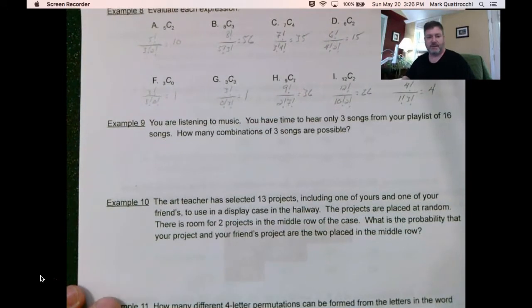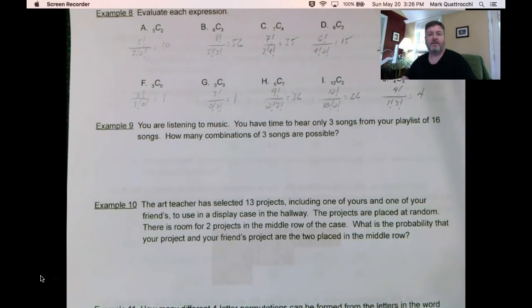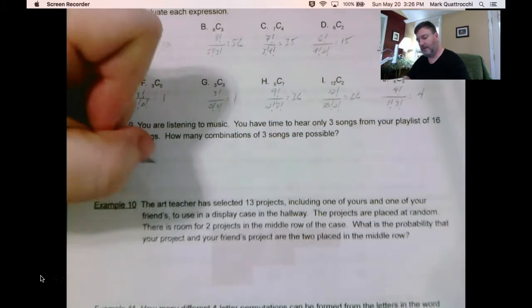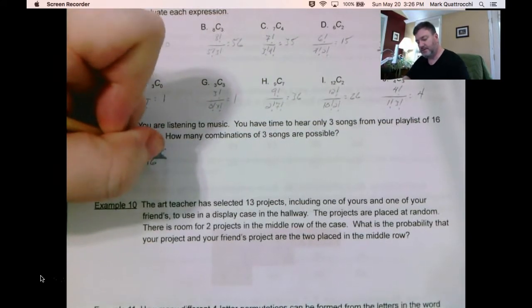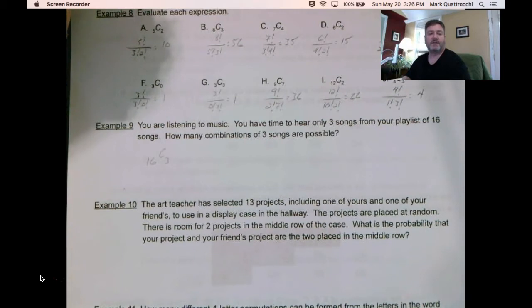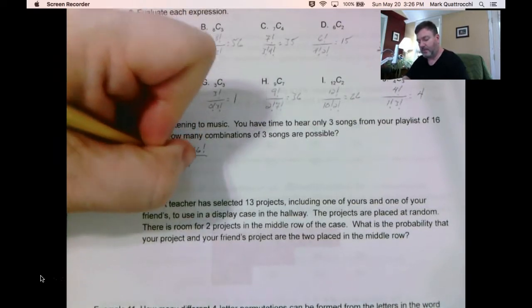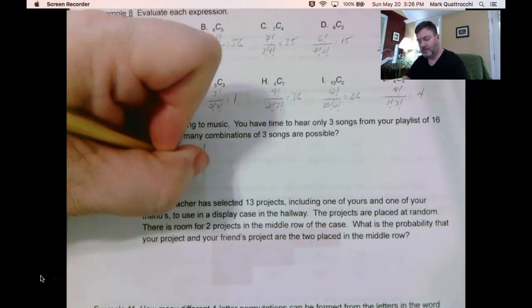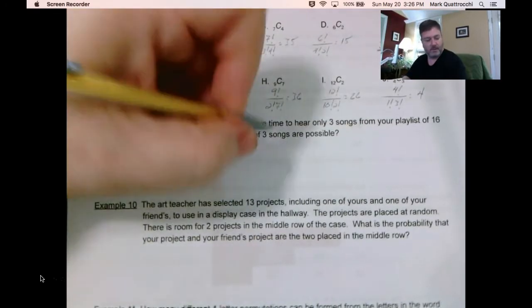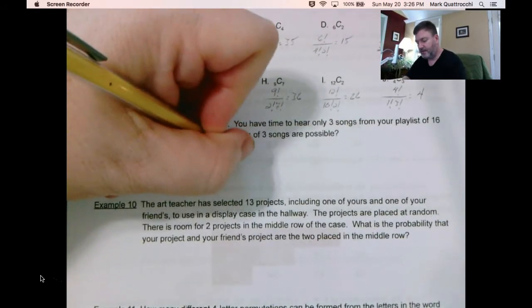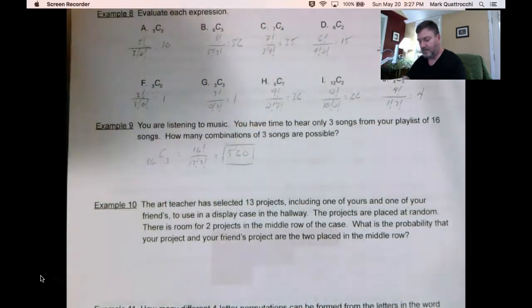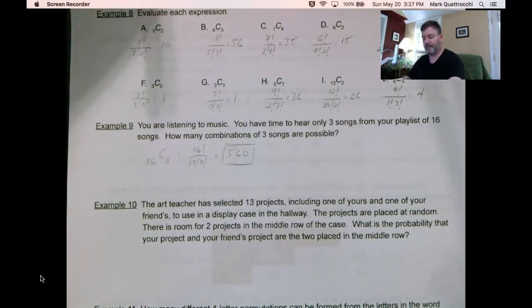Example 9, you're listening to music and you have time to hear only 3 songs from your playlist of 16 songs. How many combinations of 3 songs are possible? So we have 16 songs. We're choosing 3 of them. The order of the 3 songs doesn't matter. You just have time to listen to 3 songs. So this is 16 factorial over 13 factorial 3 factorial, which gives us 560 possible combinations.